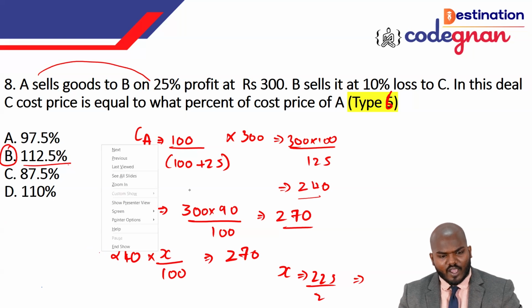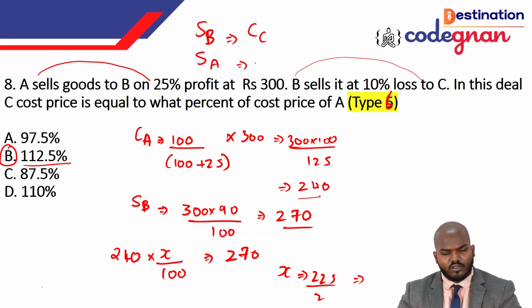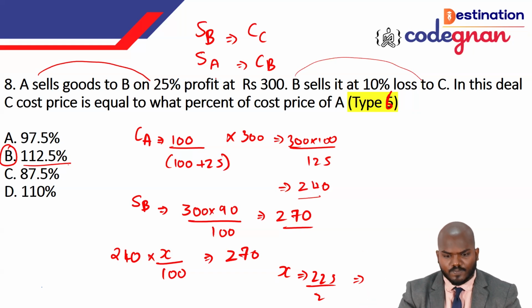Why am I taking the selling price of B? I'll tell you. I have taken the selling price with respect to C because B's selling price equals C's cost price. That is the logic. Same as A's selling price equals the cost price of B. That is the logic they have given. So B sells to C, and B's selling value is the same as the cost price of C.